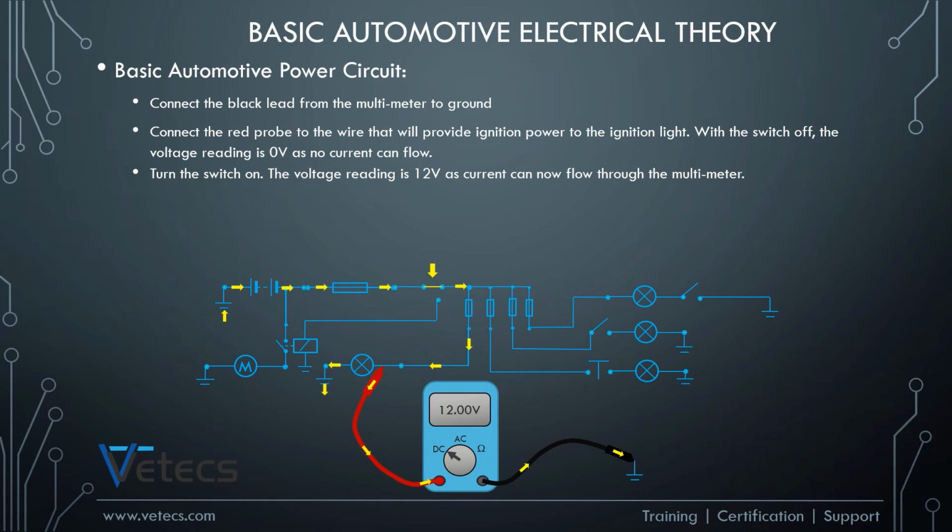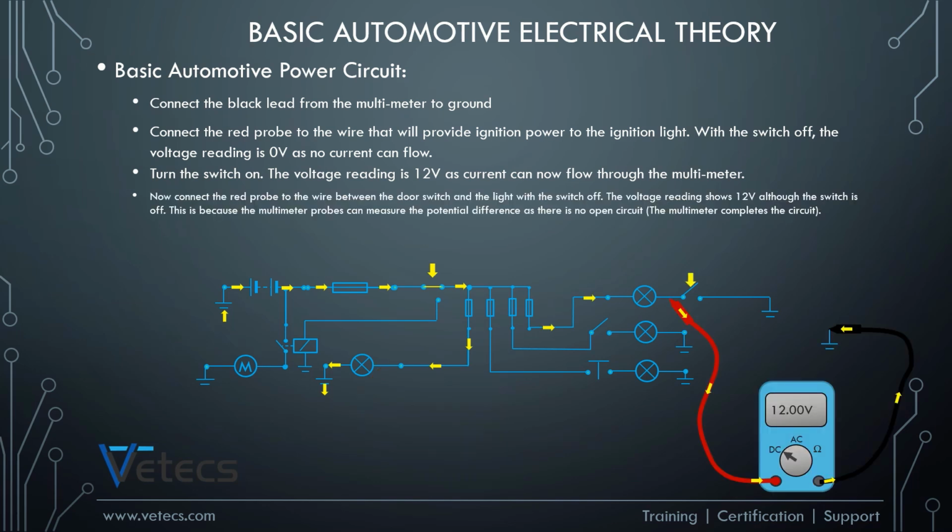Now connect the red probe to the wire between the door switch and the light with the switch off. The voltage reading shows 12 volts, although the switch is off. This is because the multimeter probes can measure the potential difference as the multimeter completes the circuit.